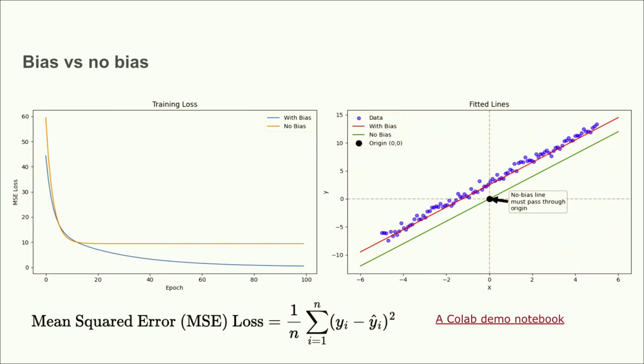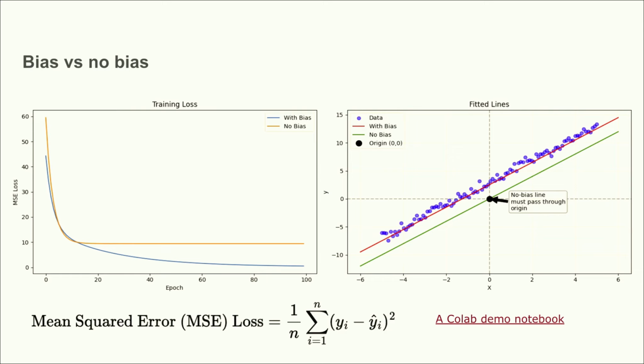You see in the scatter plot to the right that the blue dots are the training data points. The red line is the model with bias, which is fitting the data better, and the green line is the model without bias, which is forced to go through the origin. If we don't have a bias term, then we're forcing the regression line to always go through the origin of y equals 0. This is the reason why including the bias term gives a bit more flexibility and power to the model.